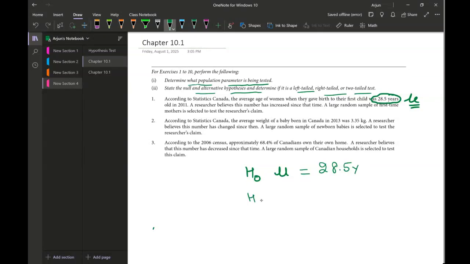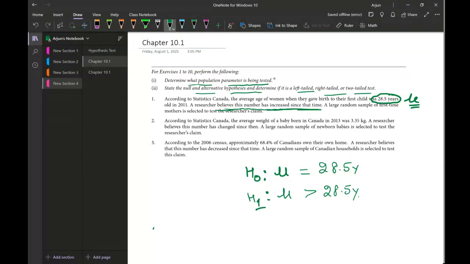And the alternate hypothesis will become mean is not equal, whether it's not equal to or greater than we will figure out by this line: a researcher believes that this number has increased since then. So mean is greater than 28.5 years. That's how we're going to write it. This is writing the null hypothesis and alternate hypothesis.